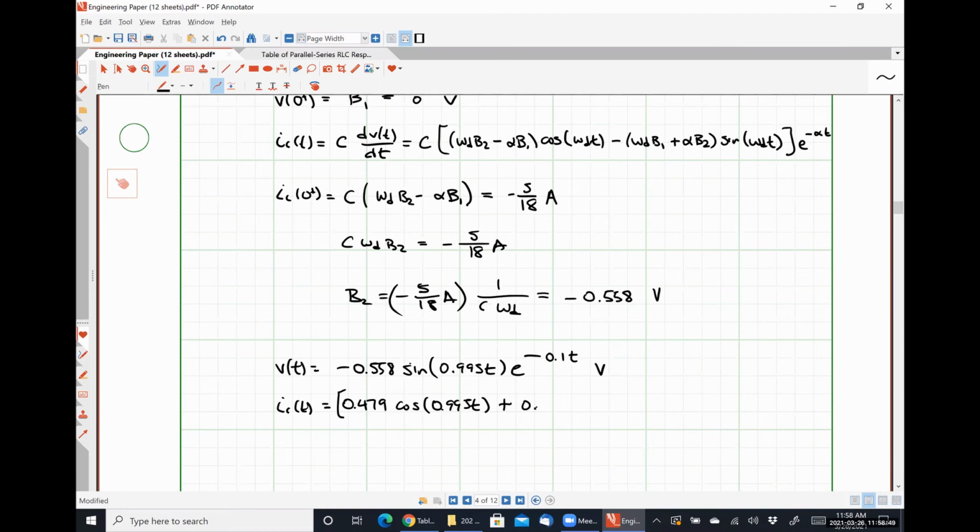So plus 0.027, 0.28, sorry, let me round that a little better, sine of 0.995 t e to the minus 0.1 t amps. And just to make sure we're doing everything correctly, 0.479. Hold on. I feel like I've made a mistake here. The reason I feel like I've made a mistake is that at t equal to 0, this thing is supposed to go to negative 5/18. Let me erase all this.